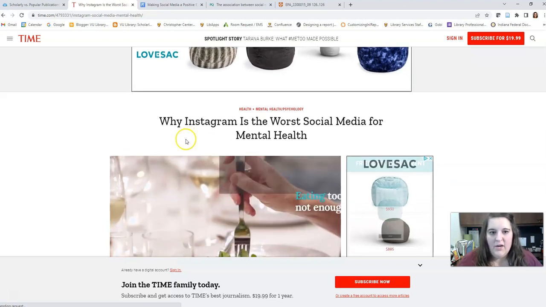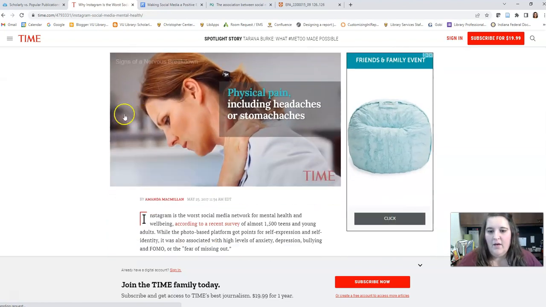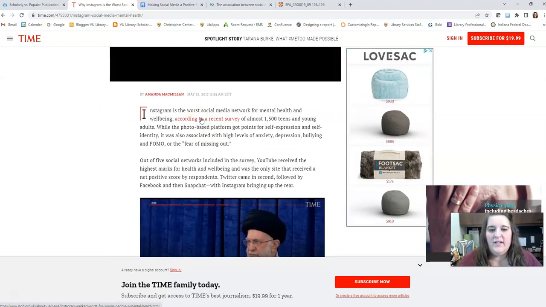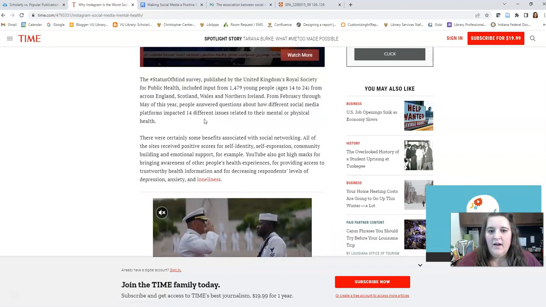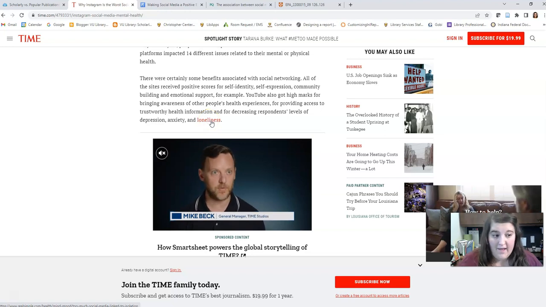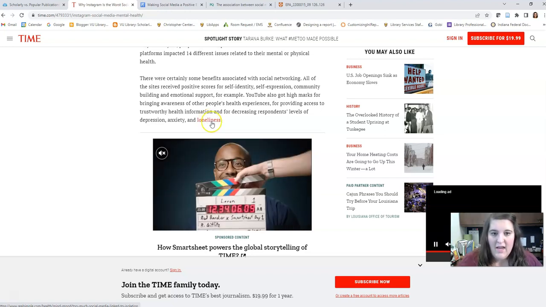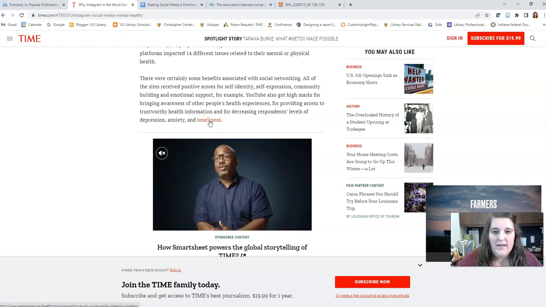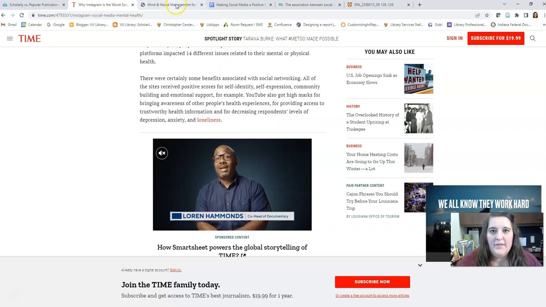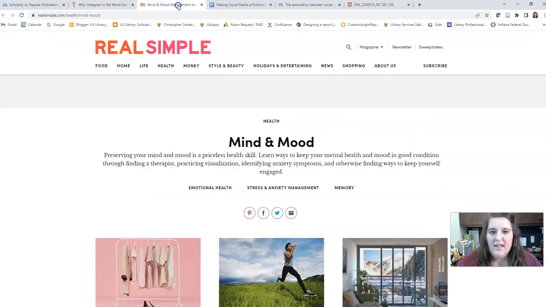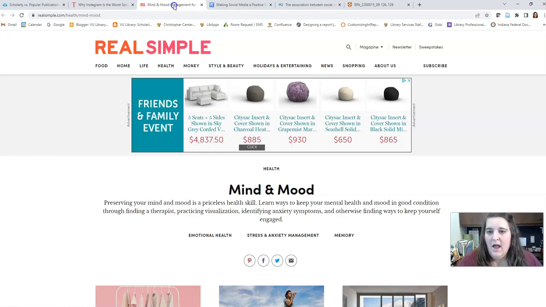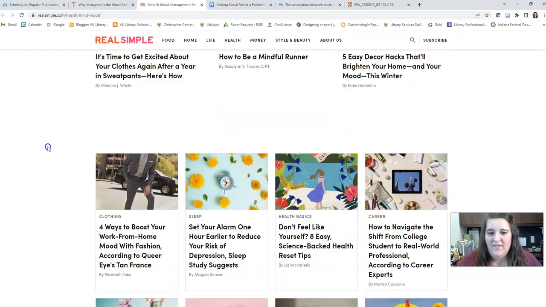I do have an example of a popular press article here from Time magazine, and it's going into why Instagram is the worst social media for mental health. You'll see here that they're linking out to different surveys. Anytime you see a hyperlink, that's them showing their evidence. As a good researcher, it's always a good idea to open those tabs and see where they're finding this evidence and check to see if it's a legitimate article, if it's worth looking at.